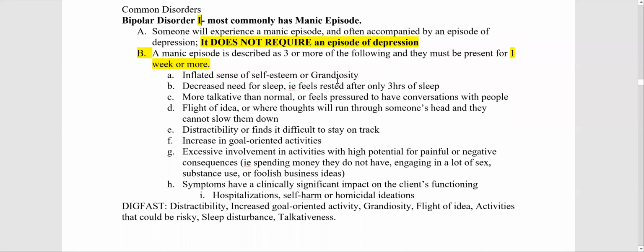A manic episode is described as 3 or more of the following, and they must be present for 1 week or longer. So if you remember bipolar 1, 1 week or longer. So you can utilize the name to tell you what disorder we're looking at. So 3 or more of the following. So keep that in mind as we go through these different symptoms.